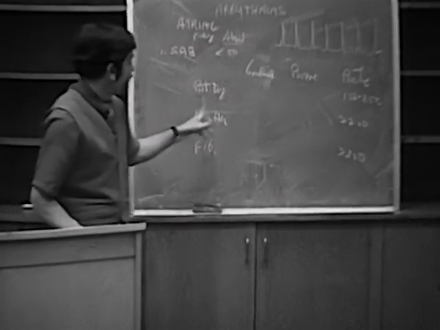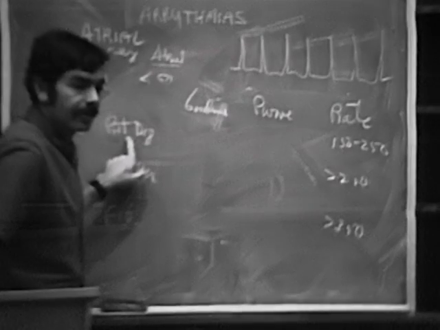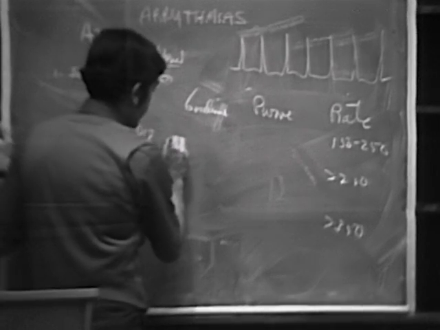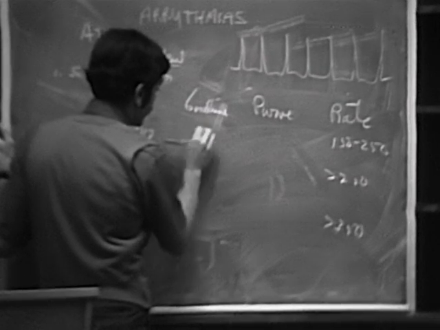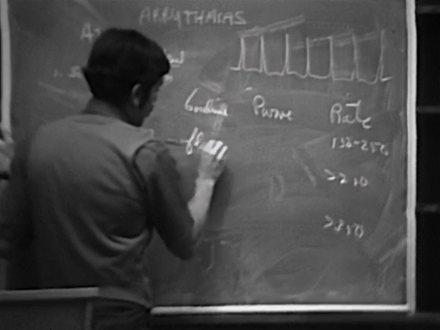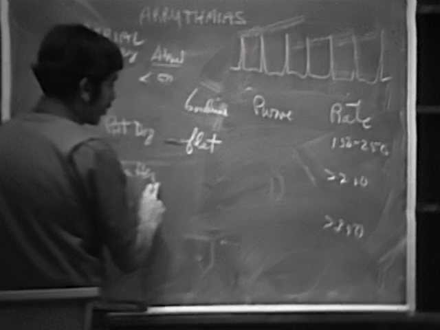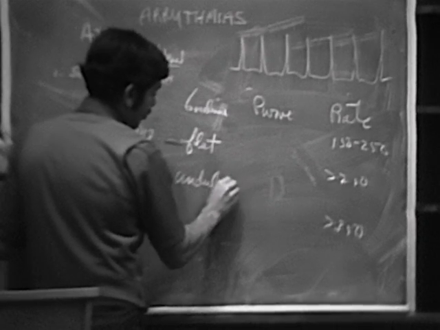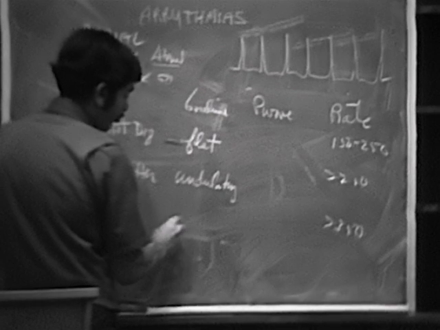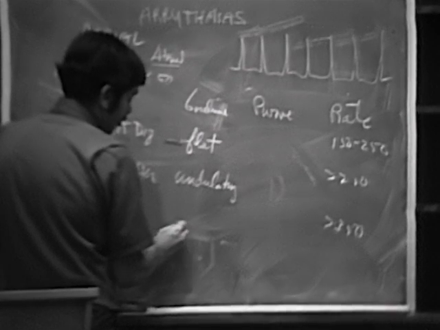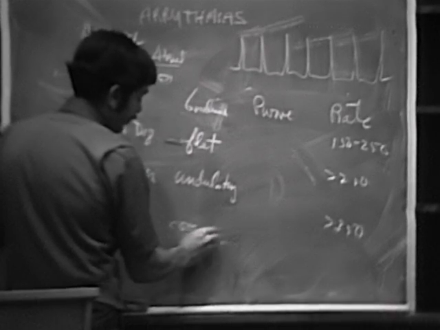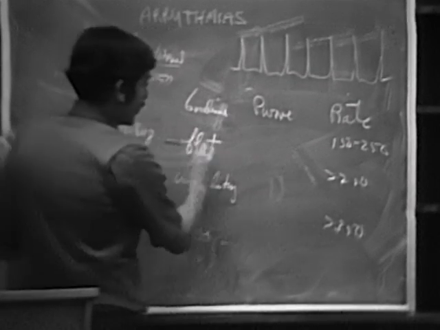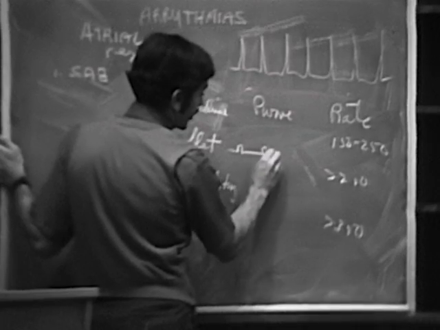Now with PAT, digitalis-induced, what you'll get is a flat baseline. Your baseline will be flat. With flutter, you'll have an undulating baseline. And with fibrillation, you'll just have a coarse baseline. And I think this is best described by my illustrating it. With PAT, it'll look like this.